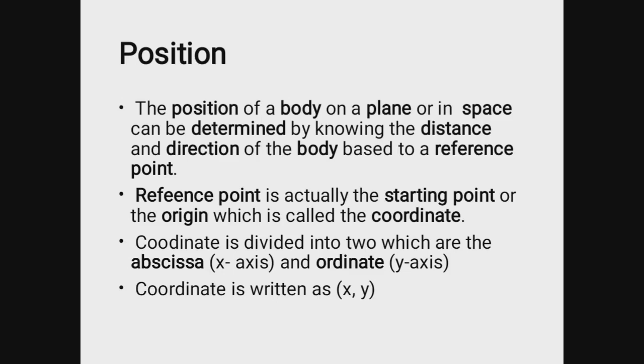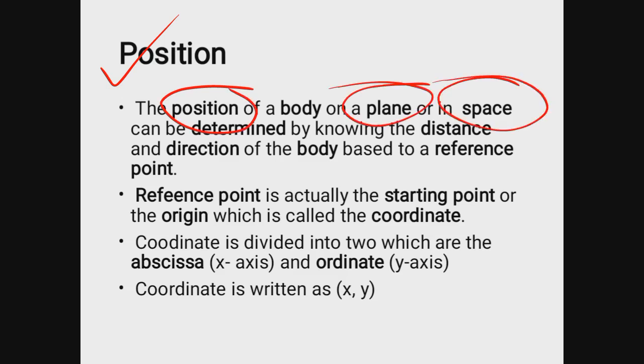Now, let's go into details. The first thing we shall be looking at is position. What do we mean by position? Simply, position is not actually a physical quantity. It is rather used to express two physical quantities, which are distance and displacement. And simply, the position of a body on a plane or in a space can be determined by knowing the distance and the direction of the body from reference points. What is the meaning of that?